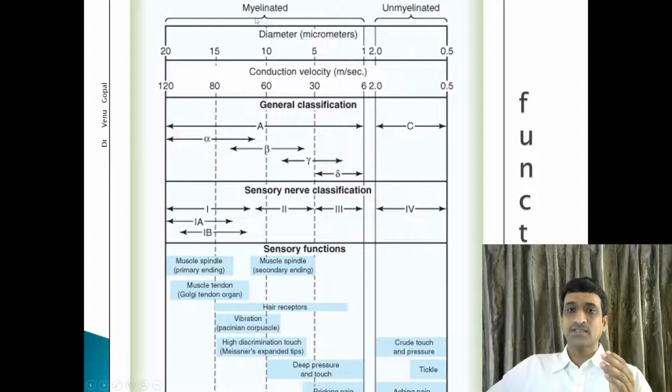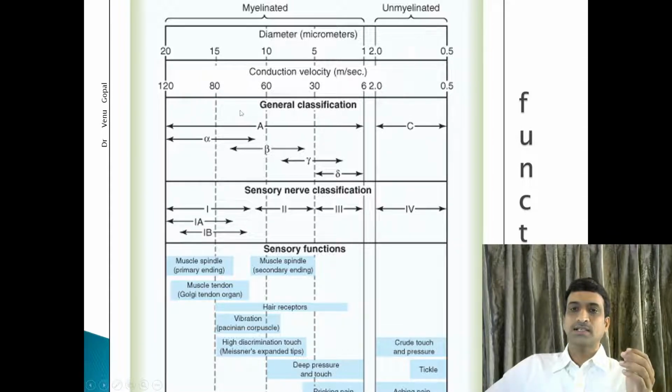So first classification you can see myelinated, unmyelinated. In the myelinated we have different diameters of the nerve fibers. So you can see 20 micrometer diameter, 15 micrometer diameter, 10 and so on. As the diameter is more, then the conduction velocity is very high, 120 meters per second. If the diameter is only 6 micrometer, the speed is very much less. You can see unmyelinated, the diameter ranges from 2 to 0.5. Okay, so you can see the speed is very much slow.